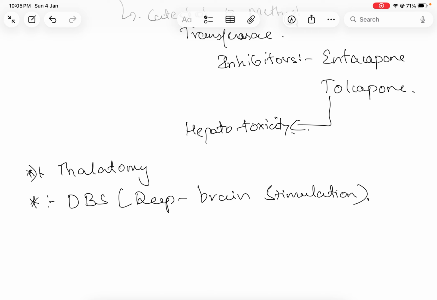Okay, so this was a short note, a short explanation of Parkinsonian diseases. I think this might be helpful for you guys.